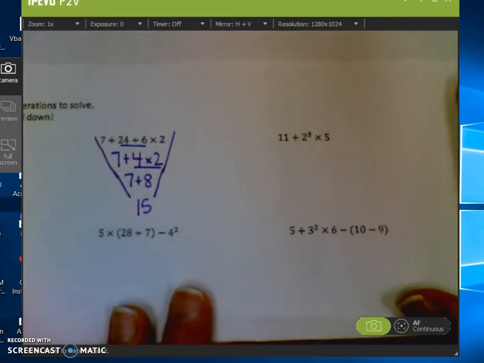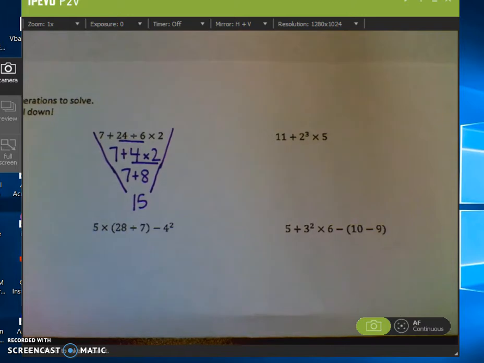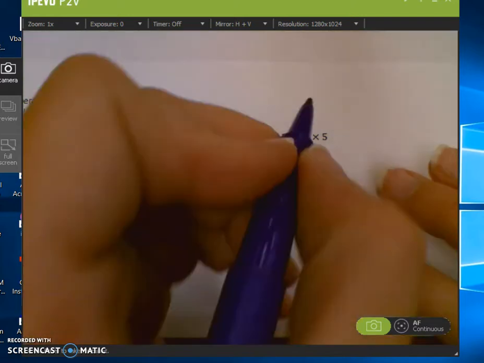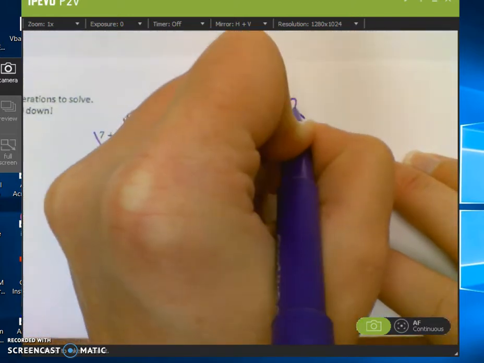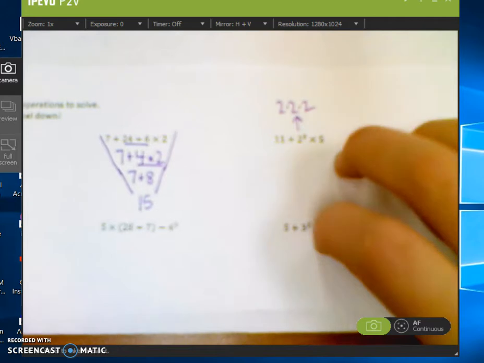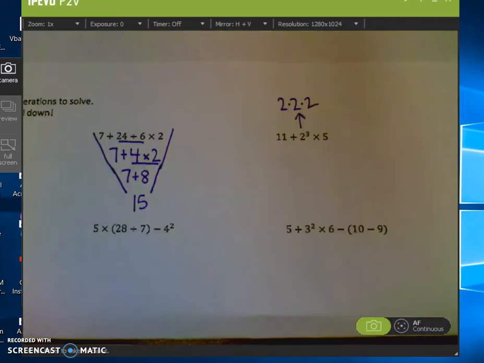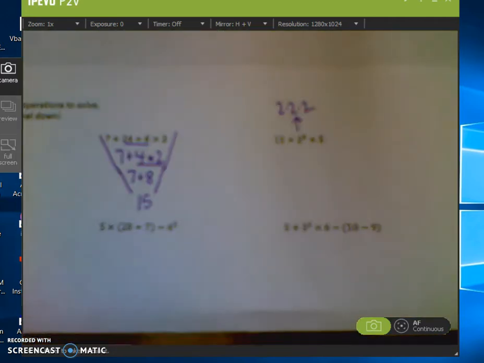Let's do one more before you try a couple on your own. This one, there are no parentheses, but there are exponents, 2 to the third power. And we know that 2 to the third power is 2 times 2 times 2. Don't fool yourself and think that's 2 times 3. It is 2 times 2 times 2.